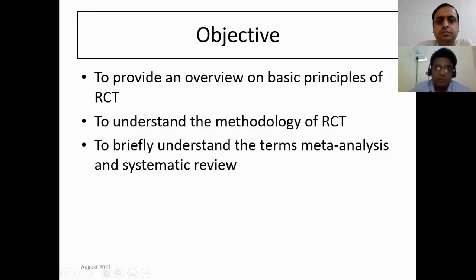So the main objective of this session will be to provide an overview on the basic principles of RCT, and to understand the methodology of randomized control trial, and to briefly understand the terms called meta-analysis and systematic review. Frankly speaking, I don't want to cover too much or go into depth into meta-analysis and systematic review. The basic purpose will be to understand the basic principles of RCT.